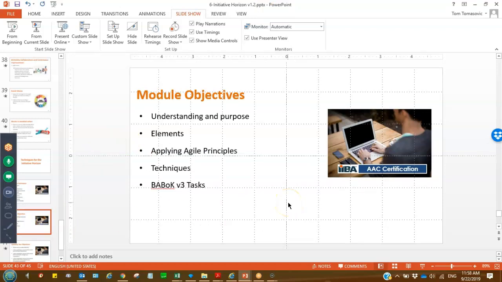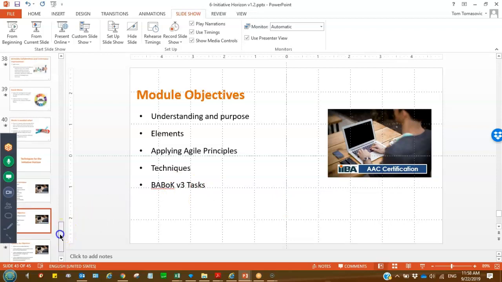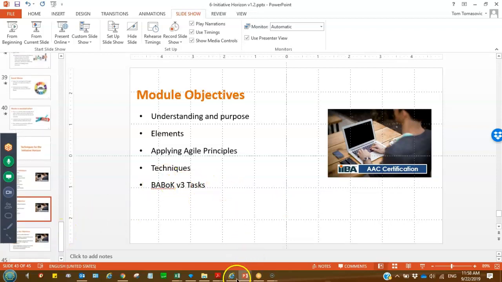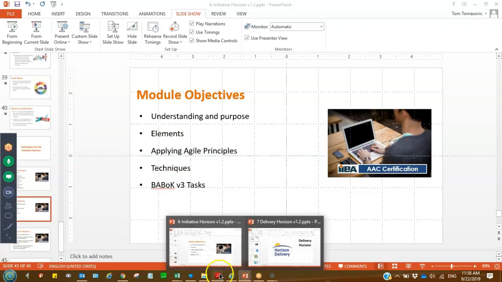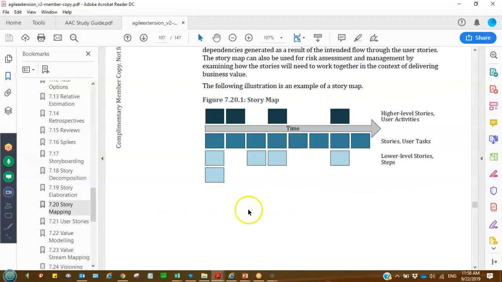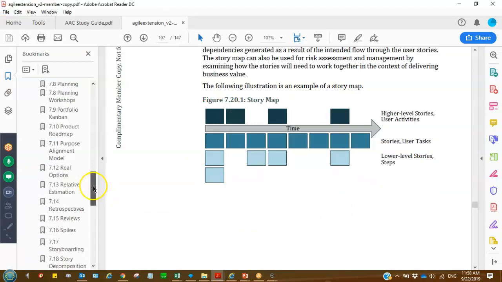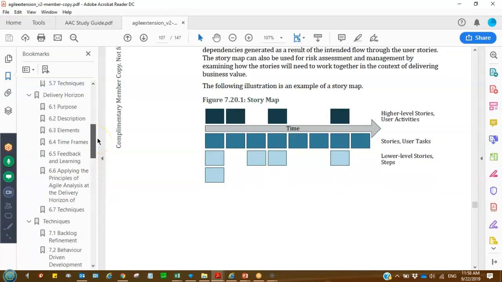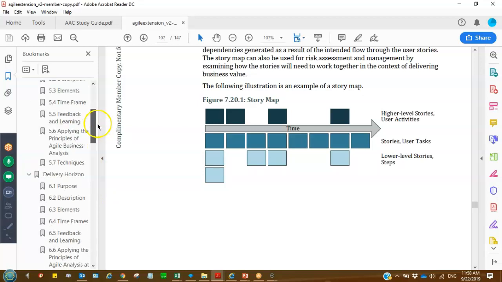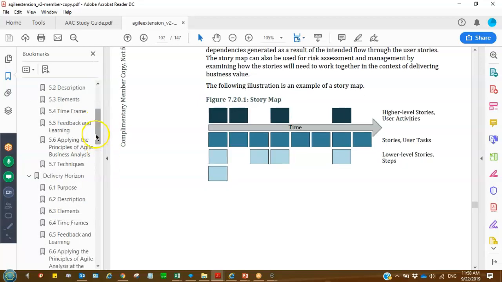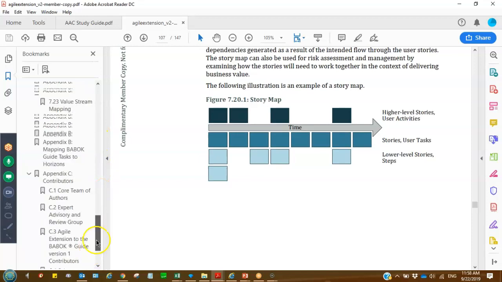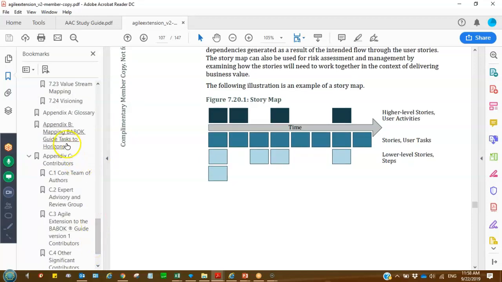Well, actually, we haven't quite come to the end of this module. We've got the BABOK 3 tasks versus techniques. So let me shift over into that. Not sure why I put that there. I'm going to do a quick look at this, so we probably won't go through it because it attaches to every horizon. This is a slide that probably should be at the end of the next module.